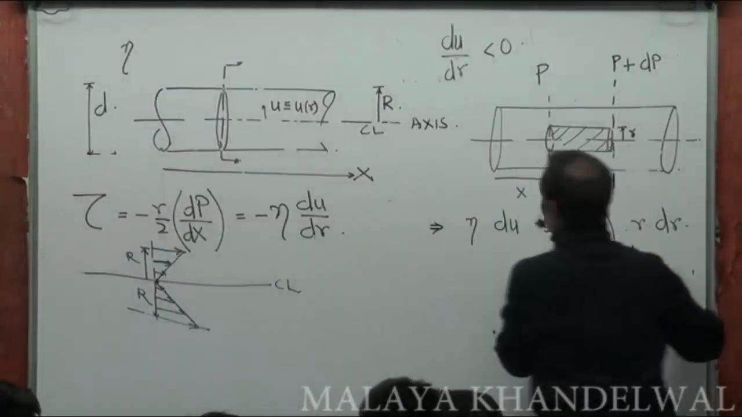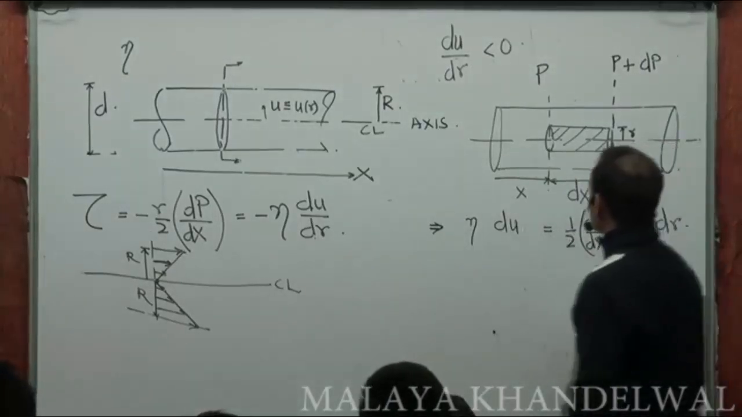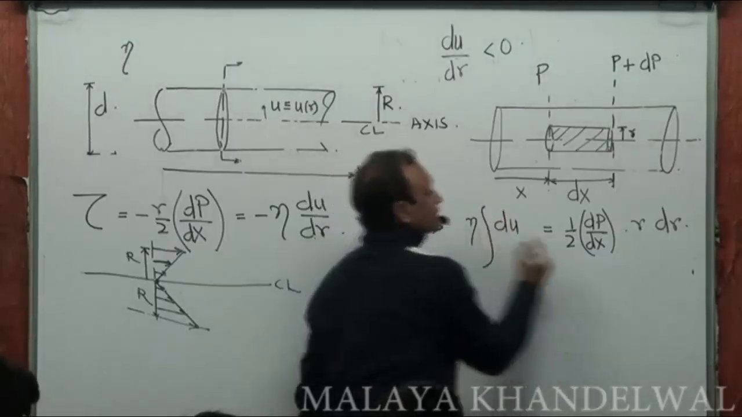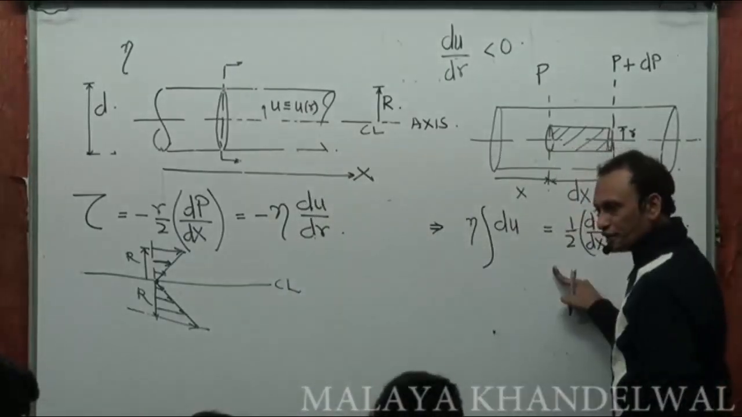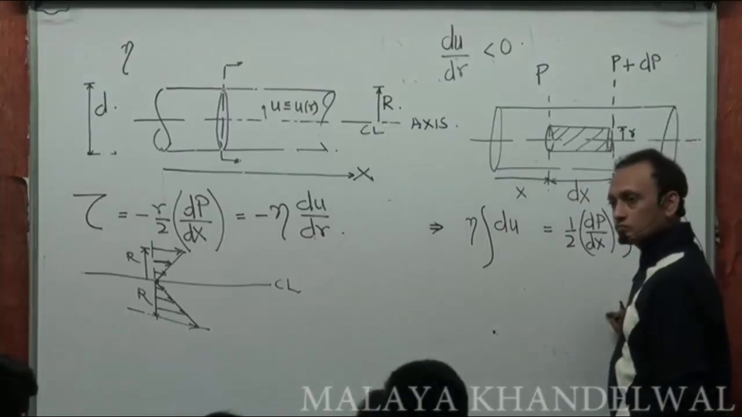dp dx is a constant number. The pressure gradient we'll assume is constant. And then I integrate both sides. This is a constant, so it will wriggle out of the integral sign. I integrate this. Yes or no? Right?